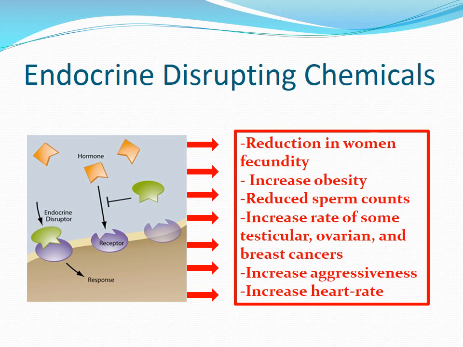These endocrine disruptors interfere with the body's endocrine, hormones and cell signaling system, and they produce adverse developmental, reproductive, neurological, and immunological effects. Some of these health consequences related to the ingestion and inhalation of these chemicals are reduction of women's fecundity, increase in obesity, reduced sperm counts, increased rate of some testicular, ovarian, and breast cancers, increased aggressiveness, and an increase in heart rate.